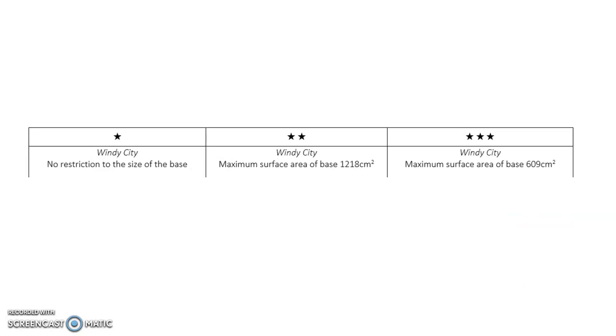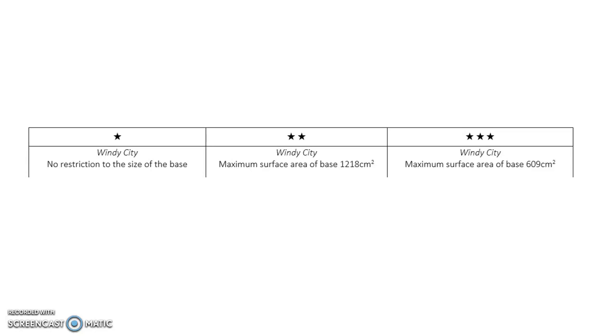1-star, 2-star, 3-star options for this task. For the 1-star, you can make the base as wide as you want. Remember, we need to make sure the tower doesn't catch the wind too much though, because otherwise it will blow over. 2-star, your maximum surface area of the base is 1,218 centimeters squared.